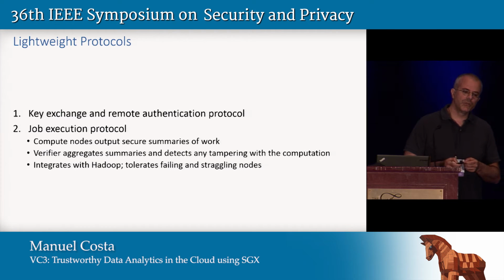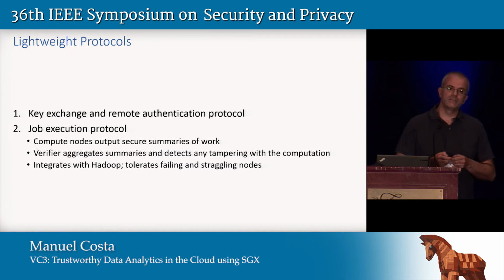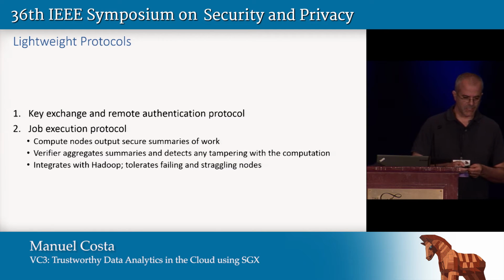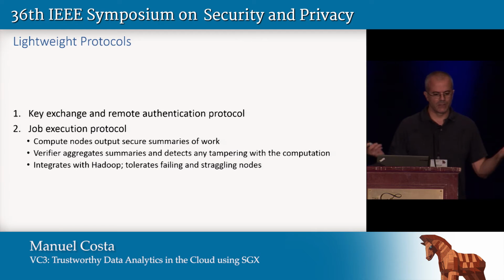So the compute nodes are going to output some secure summaries of the work they did. And these secure summaries are going to be aggregated conceptually at a verifier node. And the verifier node is going to check the consistency of all of these summaries and detect any tampering with the computation. And both the key exchange protocol and the job execution protocol integrate with unmodified Hadoop. We can run this on unmodified Hadoop installations, and the protocols tolerate failing nodes, straggling nodes, the usual things that you expect from these data analytics frameworks.